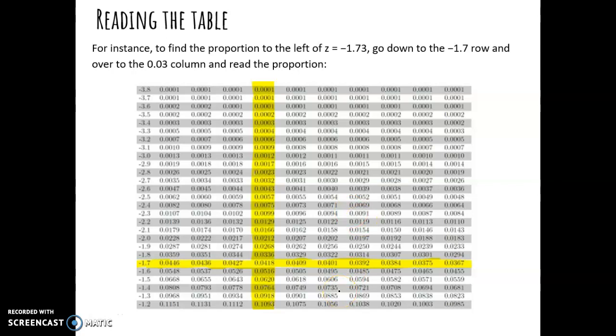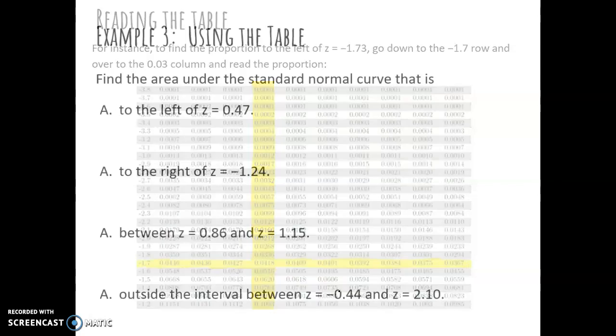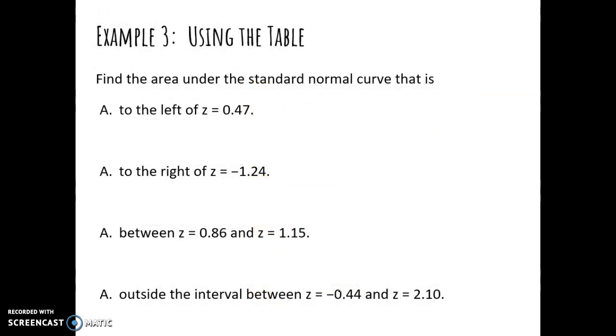Now that area to the left, again, it is an area under the normal curve. It represents the proportion of the population that are less than that number. It also represents the probability that an individual chosen would be less than that number as well. So we can use the table to find the following probabilities.